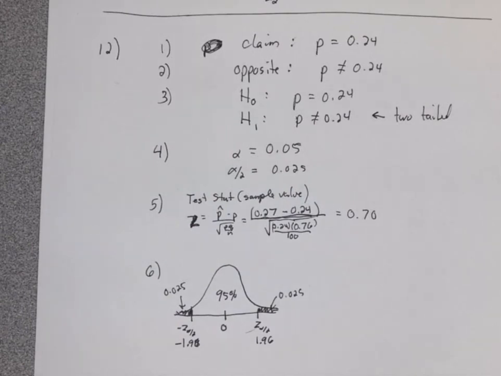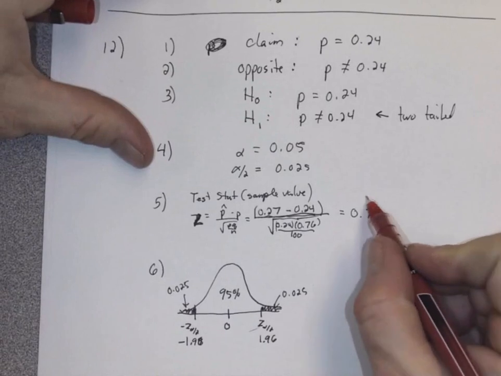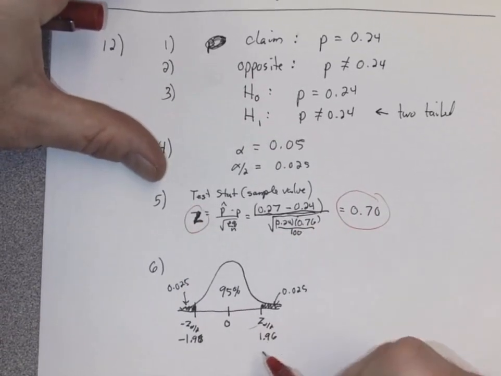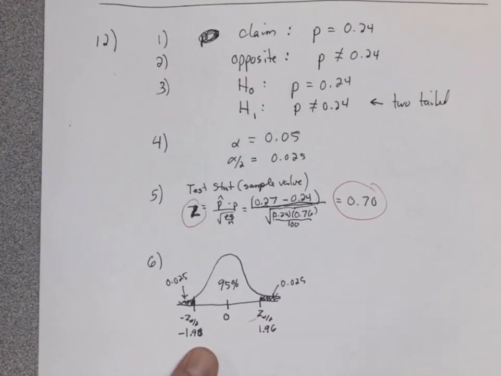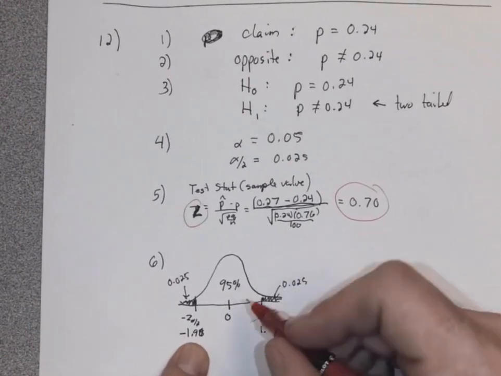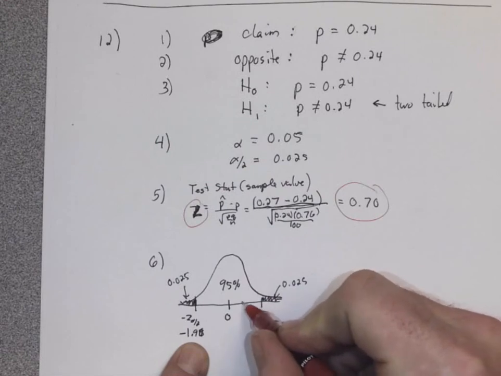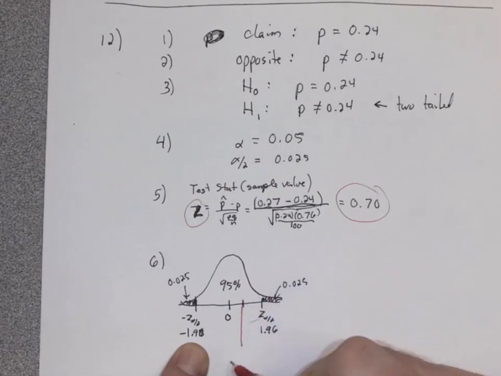So this z equals 0.7 right here lands... Well, do you notice how it lands in between these two numbers? It actually lands about right here, doesn't it? This is about 2 standard deviations above, so it's less than 1 standard deviation. So that right there is that z is equal to 0.70.